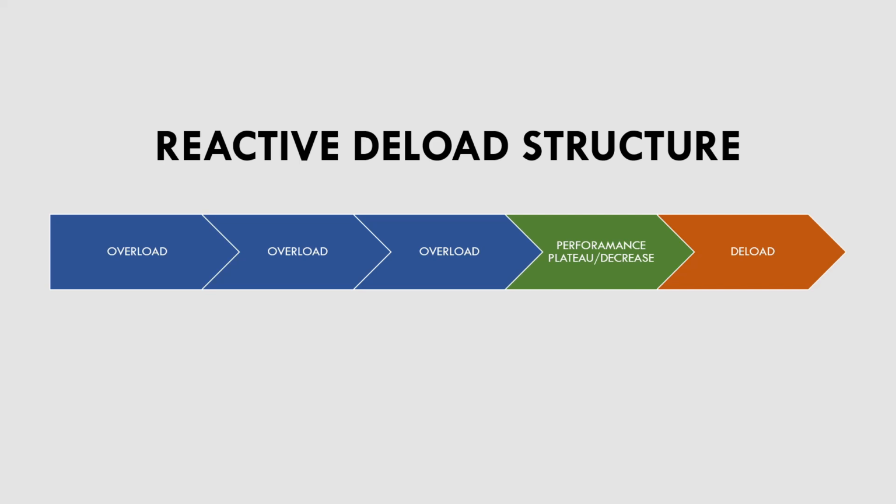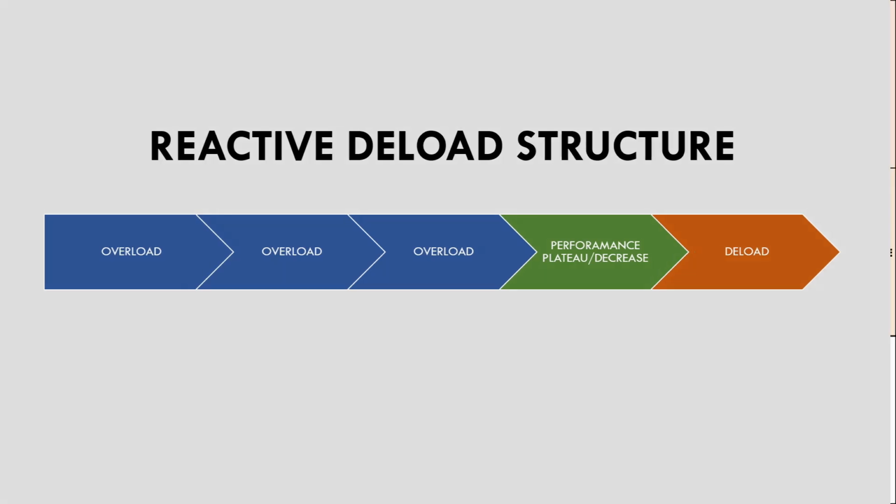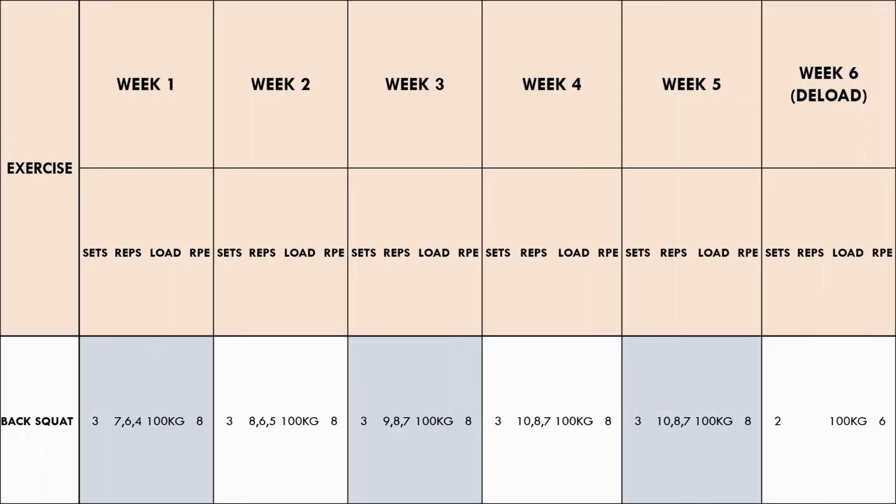This may be only 3 weeks of training for one trainee, and it may be 6 weeks of training for another trainee. Furthermore, the number of weeks a trainee can train before a deload is required may change over time. For example, let's use a back squat to determine when a deload is required. In this example, the trainee aims to perform the back squat for 3 sets at a load of 100 kilos with an RPE of 8 for each set.